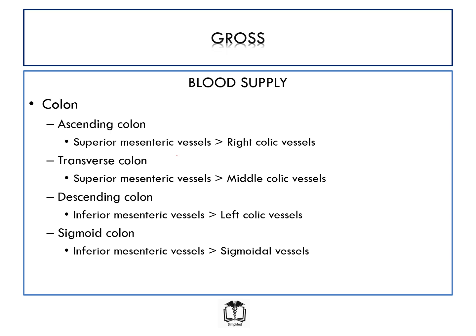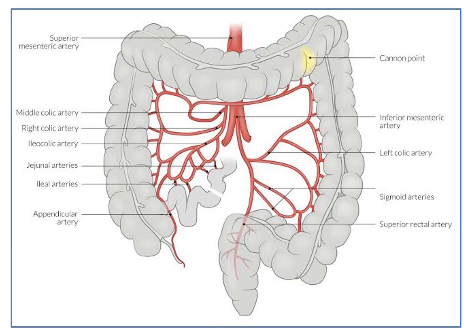To be very specific about the different vessels supplying each of the structures, the ascending colon is supplied by the right colic vessels, the transverse colon is supplied by the middle colic vessel, the descending colon is supplied by the left colic vessel, and then finally the sigmoid colon is supplied by the sigmoidal vessels. Here's a picture showing us the blood supply of the different aspects of the large intestine.